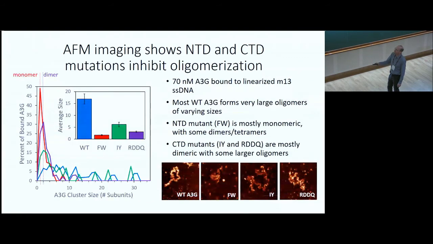It's just a bunch of things, and the average size is on the order of 15 to 20. So wild type forms big oligomers. That's clearly the case under the conditions that we've done this experiment. So clearly the mutations have worked, and we have something that only forms monomers, something that forms mostly dimers, and something that forms big oligomers.